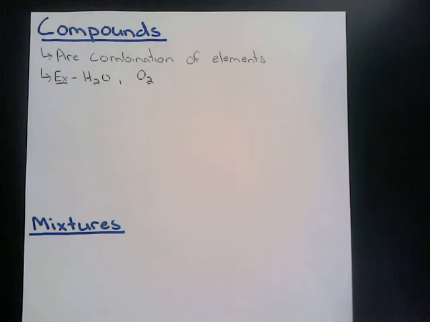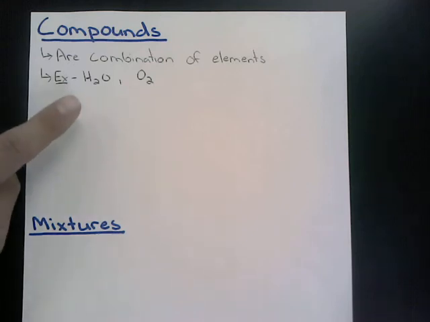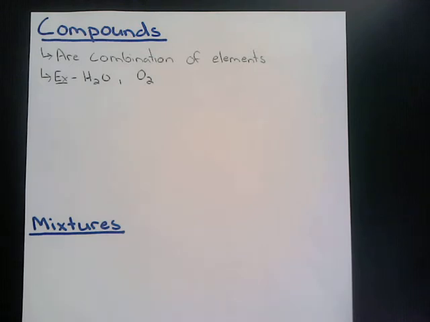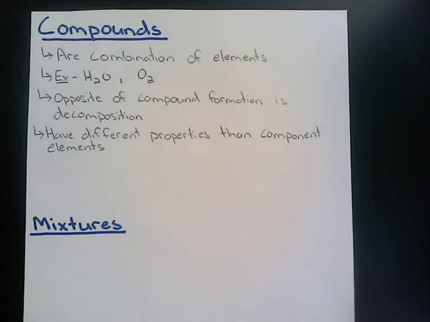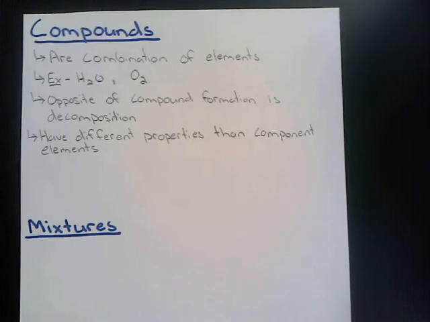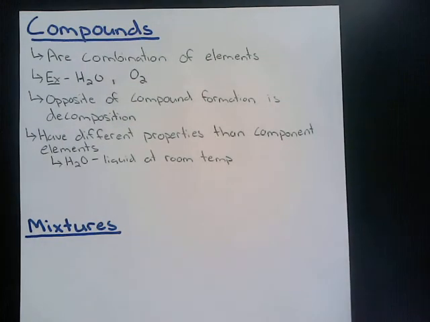Now, if we have the opposite of a compound forming, which is what happened when water formed, we had two hydrogen atoms form a bond with one oxygen atom. The opposite of that compound formation is decomposition. Now, something unique with compounds is that they have different properties than their component elements. So an example here, water, H2O, is a liquid at room temperature. Whereas hydrogen and oxygen, if they're by themselves, they are gases at room temperature.